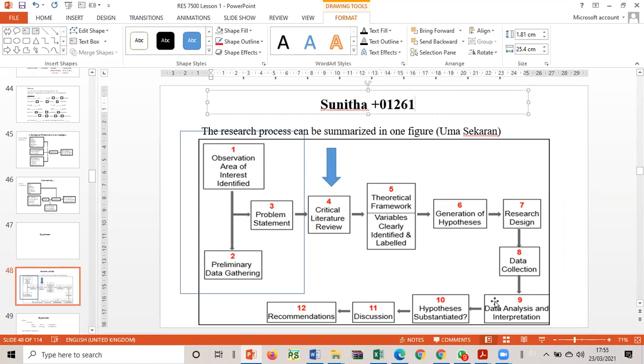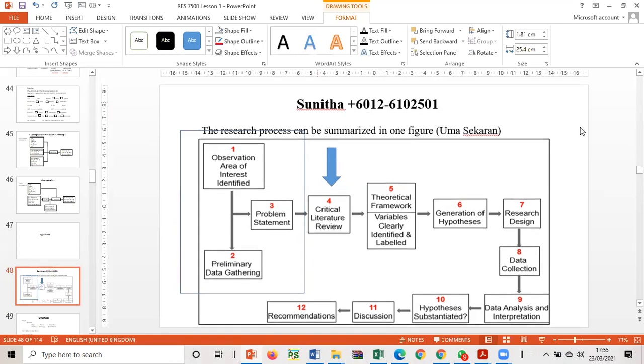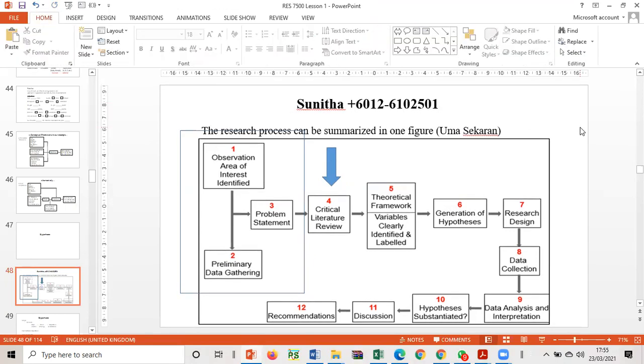012-610-2501. So this is a local number. Actually, we need the international code for 60. So it's 60126102501. Yeah, you put me in the loop as well. Yes, sir. I'll be sending more information there.